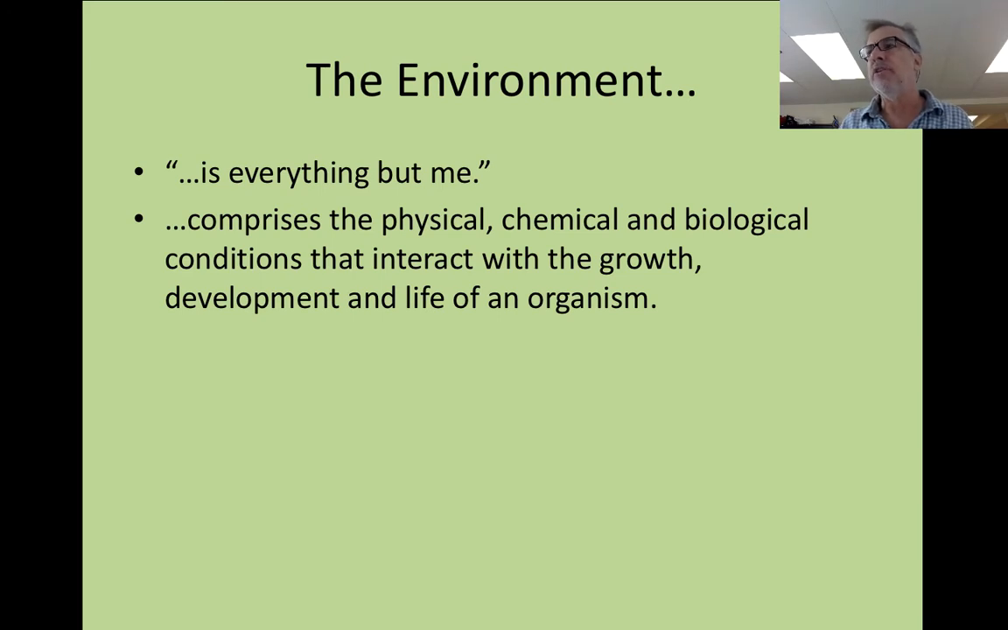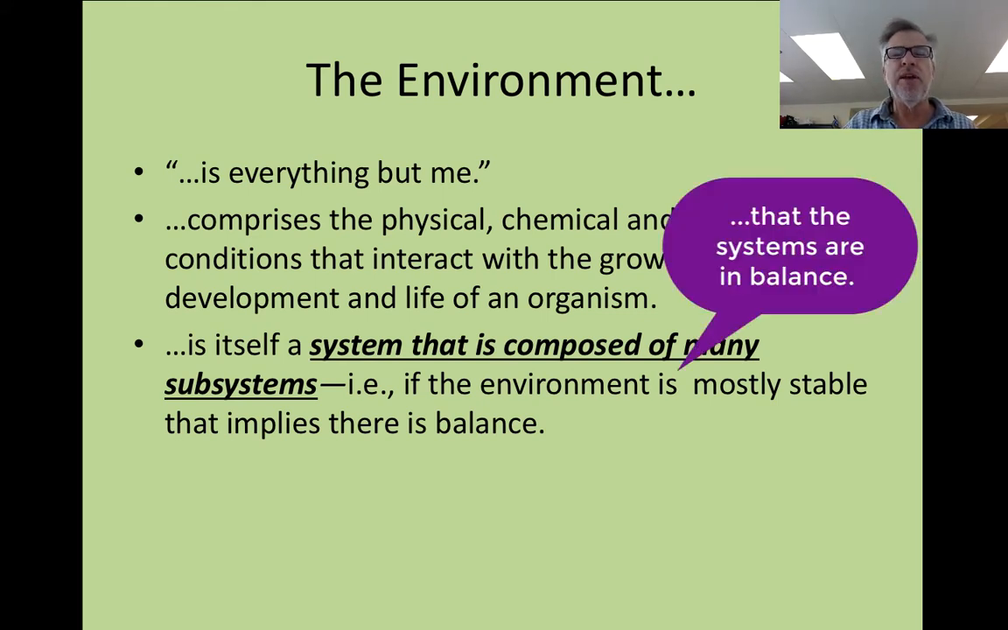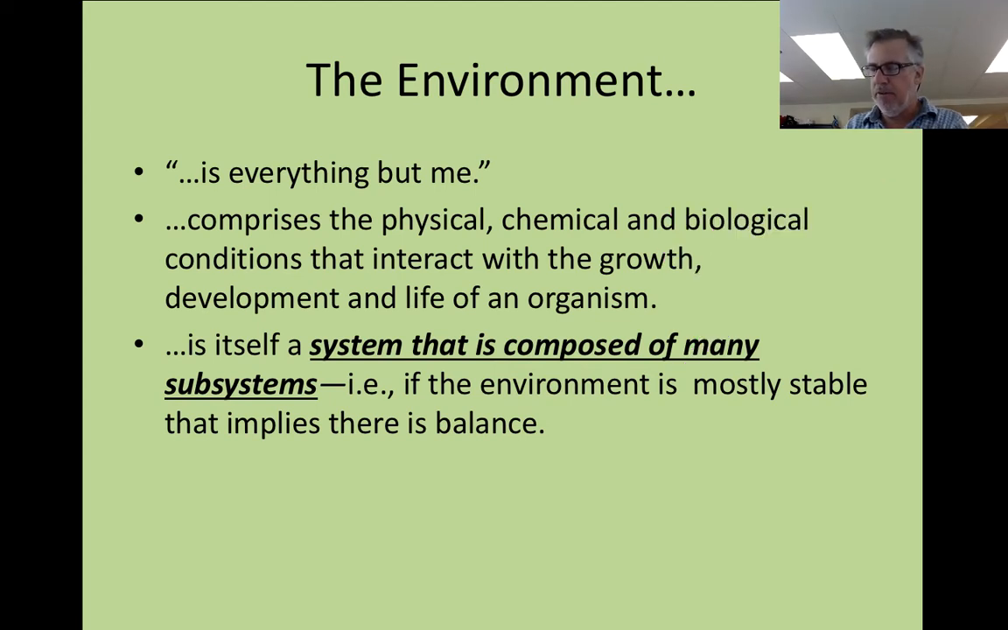A more technical definition would say something like, the environment comprises the physical, the chemical, which you learned in chemistry, and biological conditions that interact with the growth, development, and life of an organism. So that's a more technical definition of it. What we realize is the environment, if we think about it at all, is actually a system that is composed of many subsystems. And if the environment is mostly stable, then that implies that the systems are balancing conditions. So we want to think about what a system is and what that means.